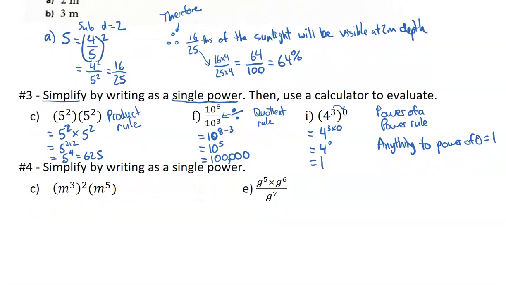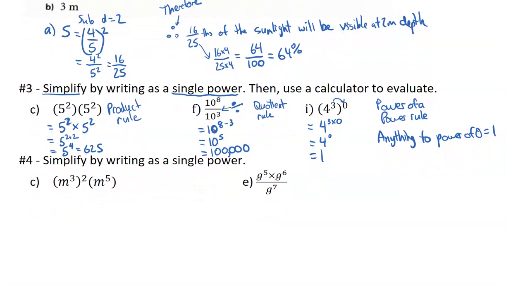So 4c says simplify by writing as a single power. m to the power of 3, squared. Well, here we have that power of a power rule. So I'm going to go m to the power of 6, and then I don't need the brackets. I can write it as m to the power of 5. So m to the power of 6 times m to the power of 5 is m to the power of, this is the product rule, adding them together, 11. So we multiplied first using the power of a power rule, then we added them together using the product rule.